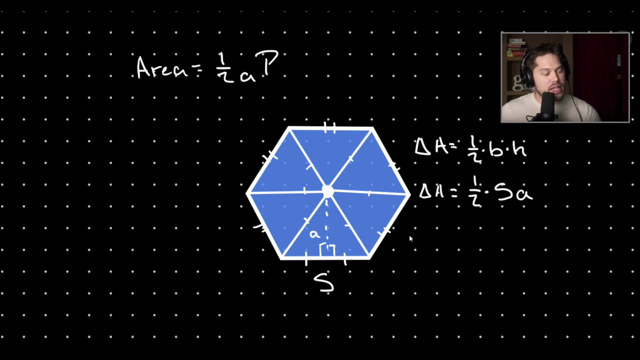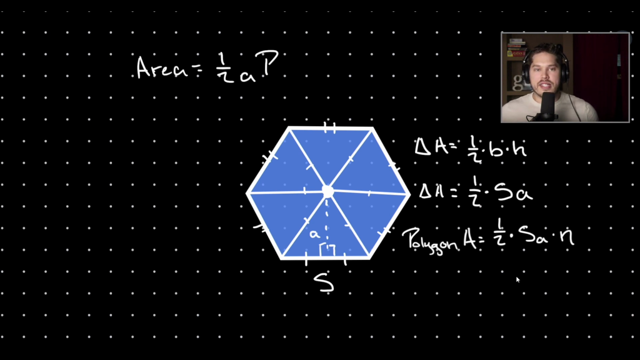So the area of our full polygon, I guess I'll call it our polygon area, is going to be equal to 1/2 times the side length times the apothem times the number of sides in our polygon. Okay, and there we have it.